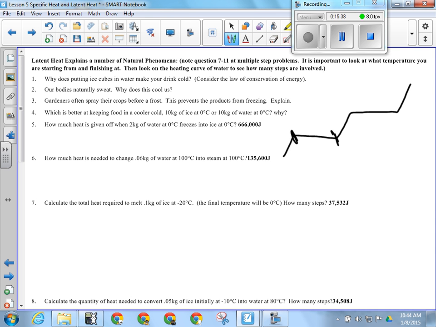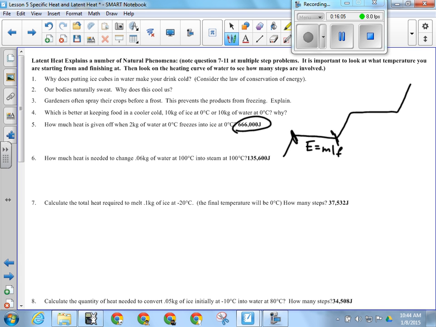How many steps is that? Just one, right? We don't have any temperature changes. All we're doing is freezing water that was already at 0 into ice that's also at 0. So this is our only step. So our only step is E equals MLF, right? So it's 2,000 grams times 333, which gives us 666,000 joules.